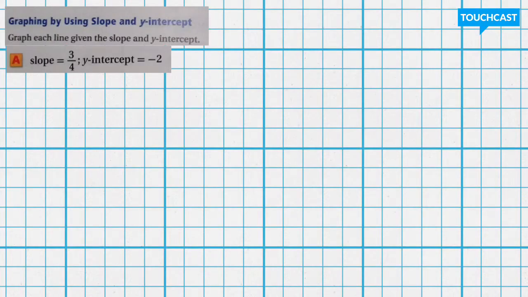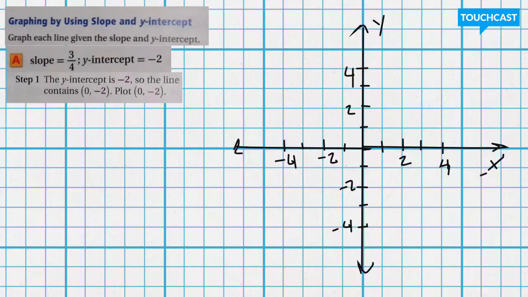We're going to graph by using slope and y-intercept. So given the slope and the y-intercept, we're going to graph. We have a slope of 3/4 and a y-intercept of -2. So our first step is we're going to graph the y-intercept. Since our y-intercept is -2, that means we need to plot the point (0, -2). So let's put that point on our graph. Alright, step 1 is done.